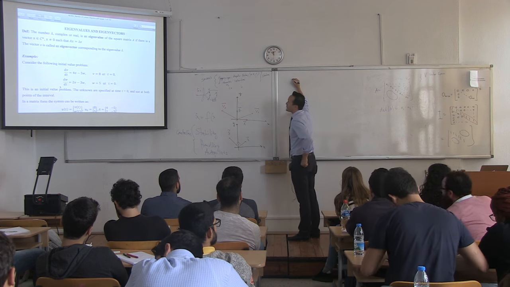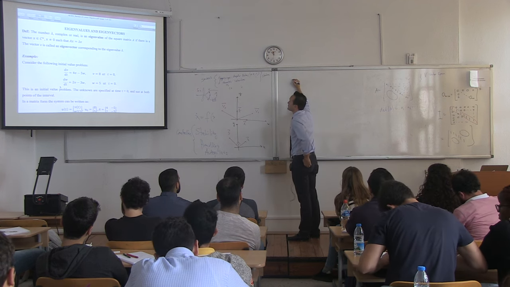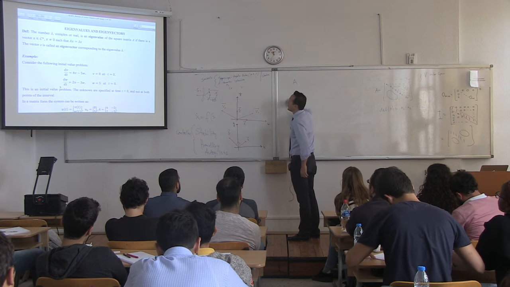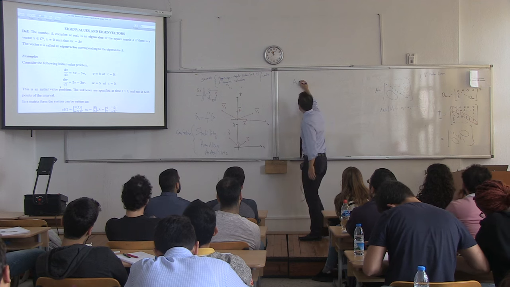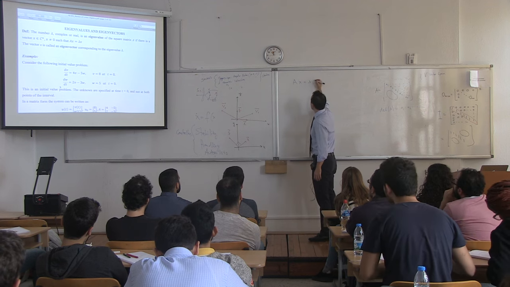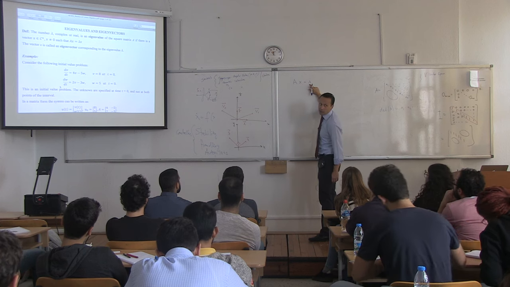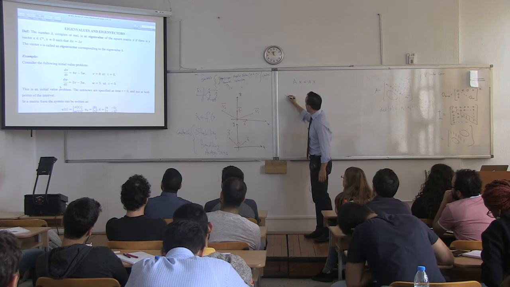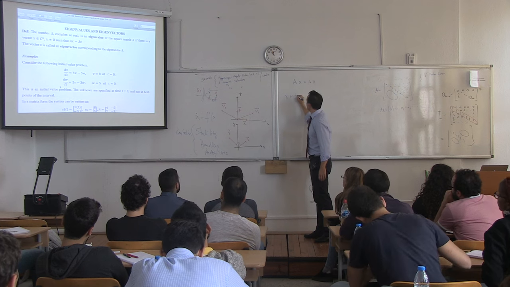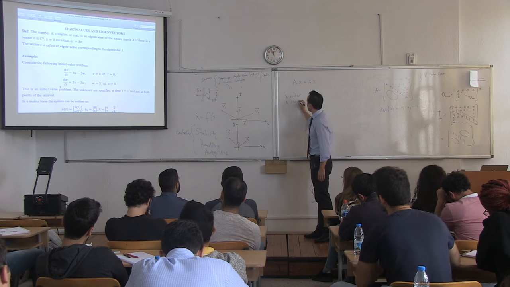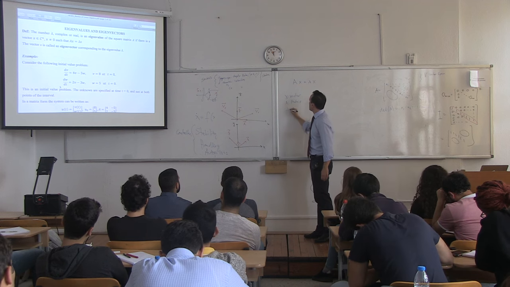Let's say you have a matrix A, and X is a vector. This is a scalar lambda and this is a vector X. So X is a vector, A is a matrix, of course, and lambda is a scalar.